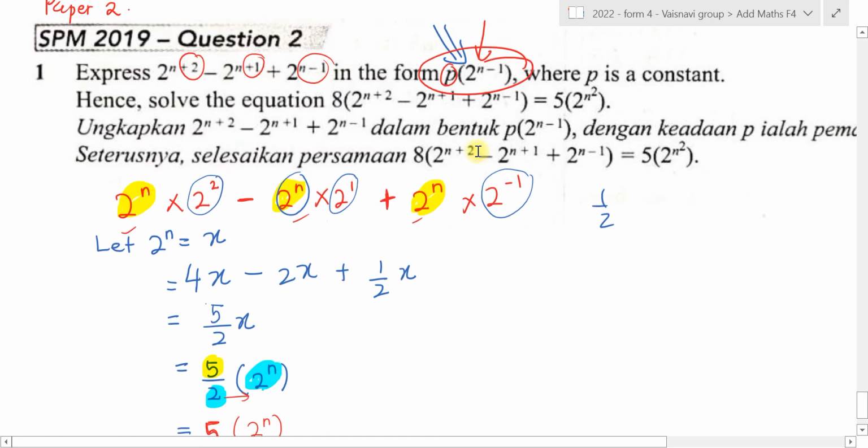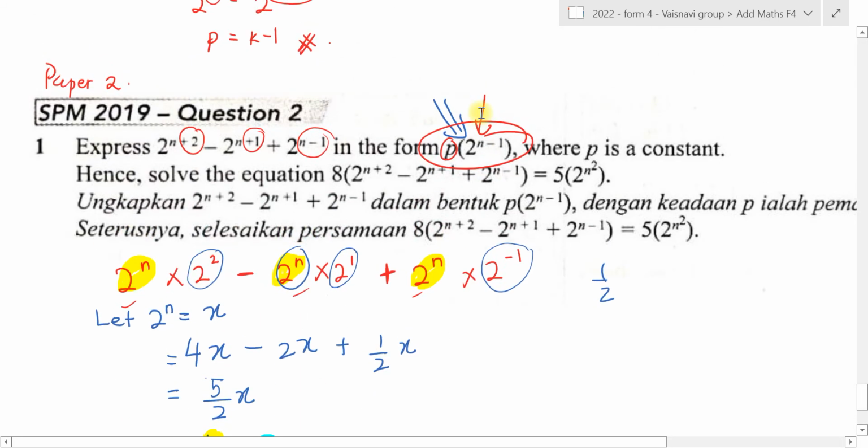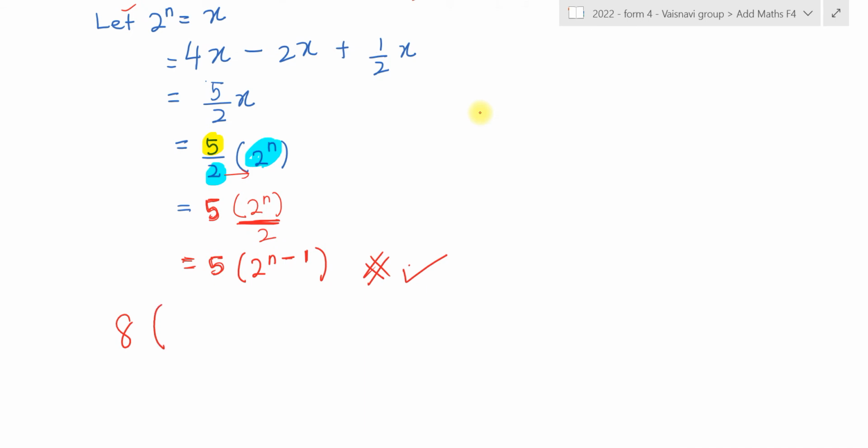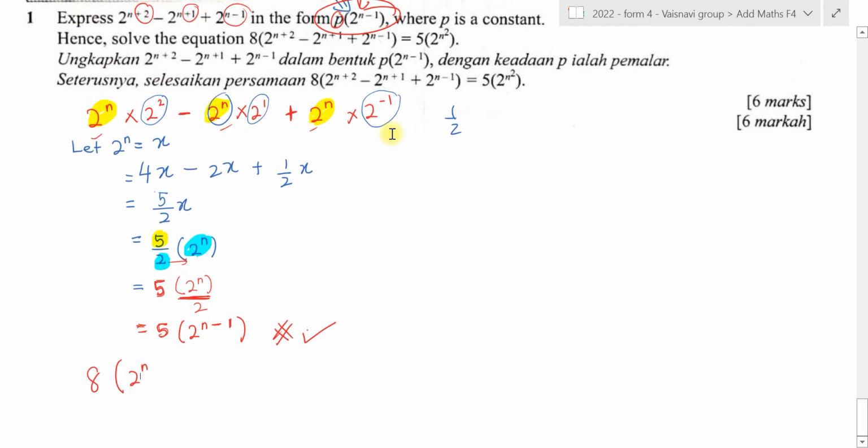Second part of the question, they give you an equation there. If they give one question and then another sub-question, it means we need to use the information from the previous question. First we write down the question: 8, the same question. 8 2n, 2n plus 2 minus 2n plus 1 plus 2n minus 1.